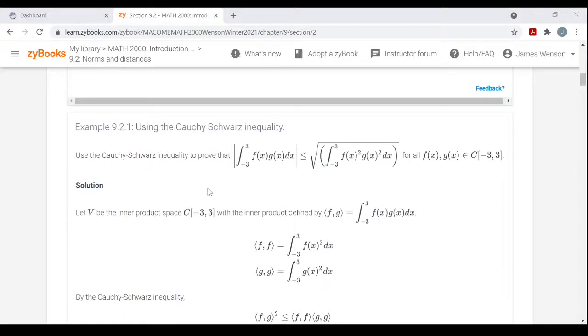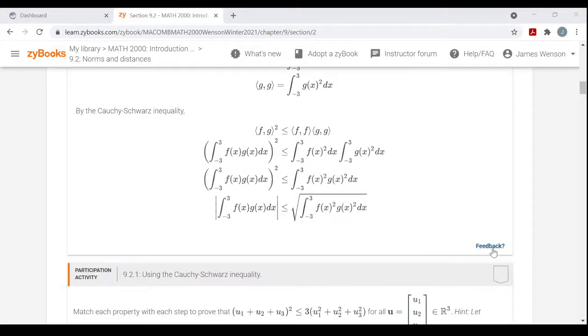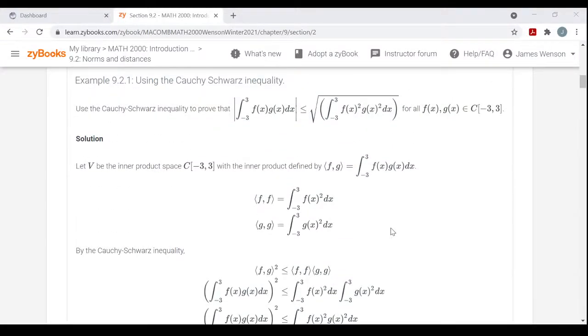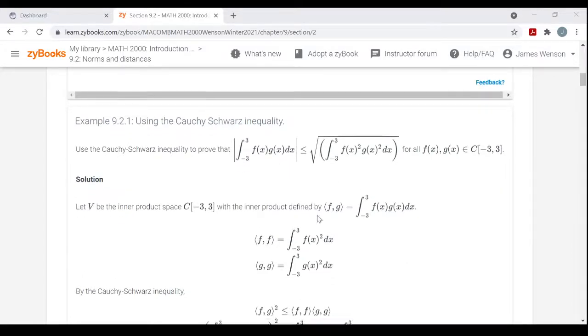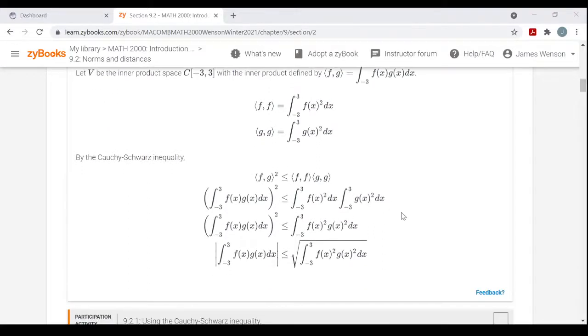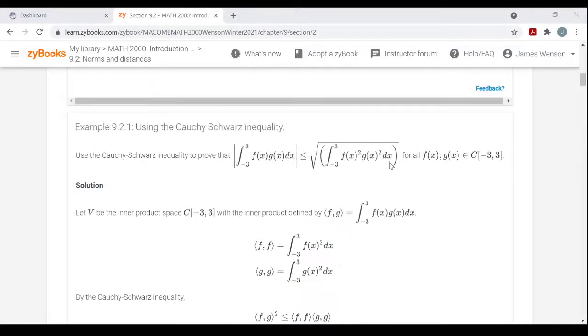Alright, I'm not going to read it to you. I suggest that you do not read example 9.2.1. If you see at the bottom here, earlier it said feedback sent. I sent some feedback to Zybooks about this, because the inequality they're having you show here, or the inequality they're supposedly showing is true, is not true. This is a false statement that this is less than or equal to this for all functions that are continuous over the interval from -3 to 3. You go ahead and maybe you can figure it out.